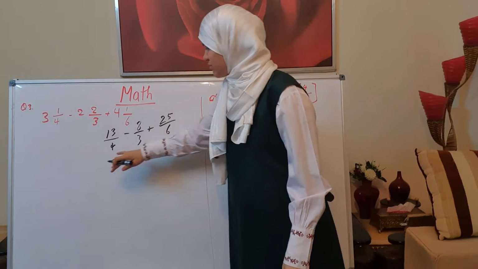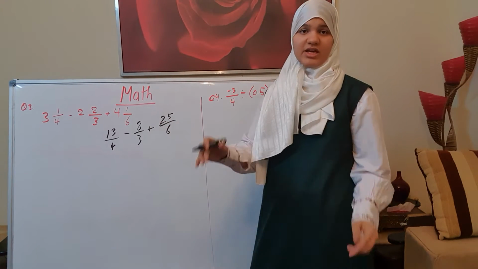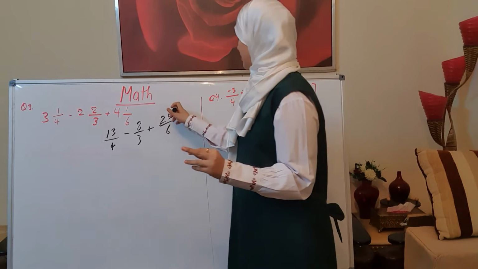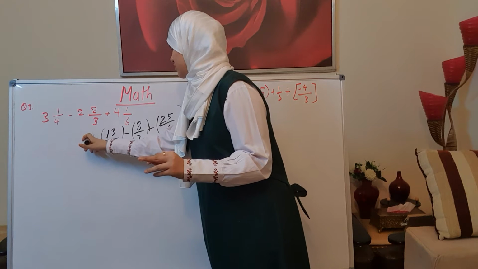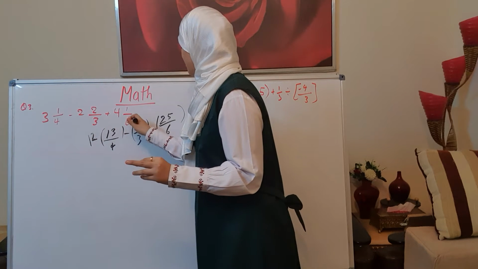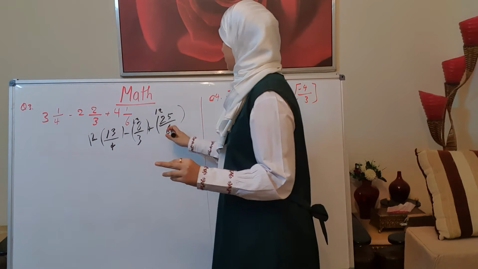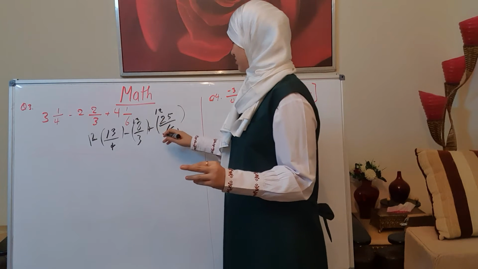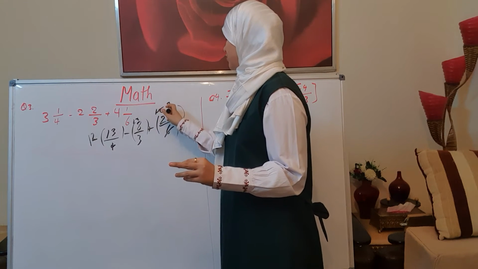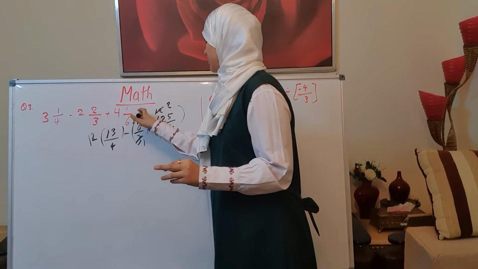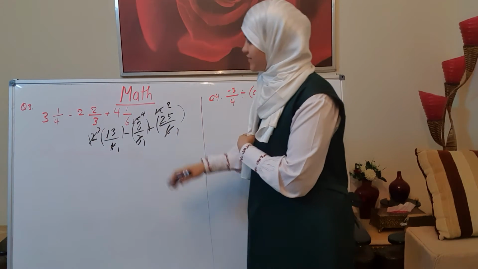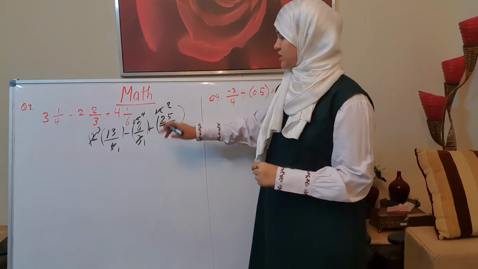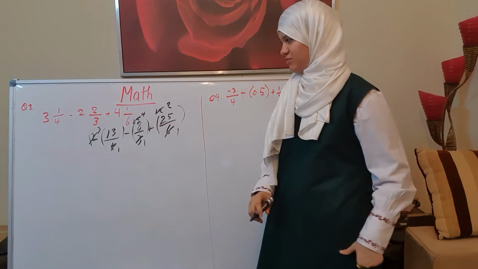Now what is the LCM of 4, 3 and 6? It will be 12. That means we multiply all of the fractions by 12. 12 divided by 4 is 3, 12 divided by 3 is 4, and 12 divided by 6 is 2. So now we have 3 times 13, 4 times 8, and 2 times 25.